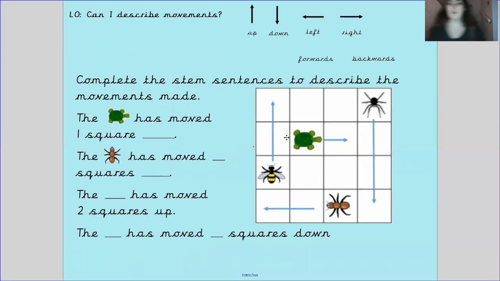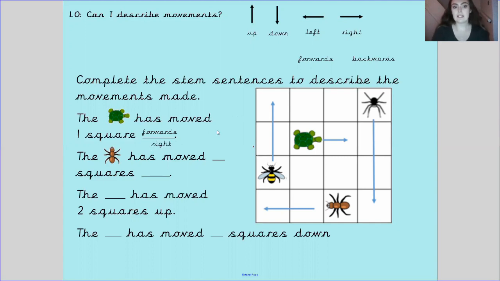Okay, if it helps you, you're more than welcome to draw this grid onto a piece of paper, but we are going to be completing the stem sentences below from the movements to describe the movements that have been made. The turtle has moved one square forwards, or if you look at your hands and you're using your left and your right, he has also moved one square right.